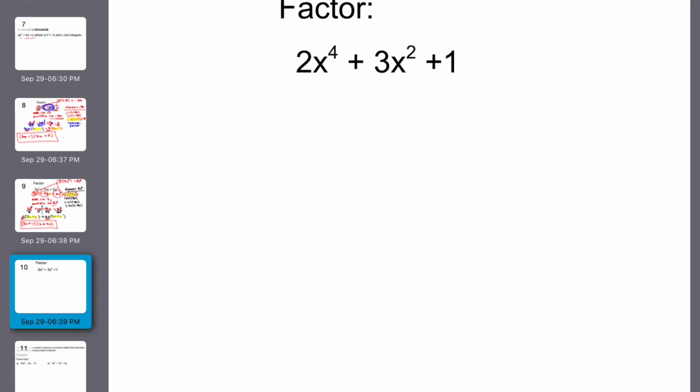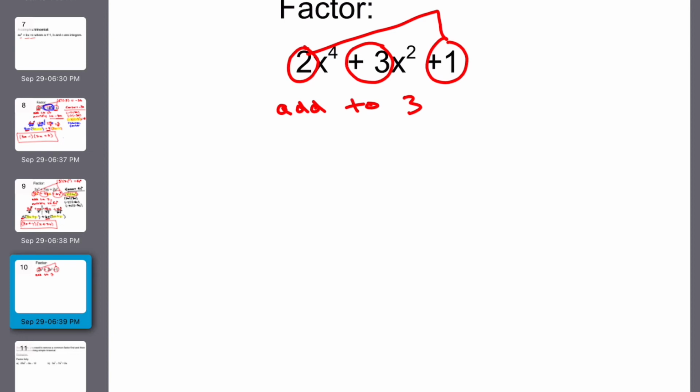So let's do this one. So that means we need two numbers that add to the middle coefficient. That's normal. We're going to add to positive 3. And we're going to multiply to the first coefficient, the 2, multiplied by the last constant there, the 1. So 2 times 1 is a tough one. You get 2. So that means we need two numbers that multiply to 2.